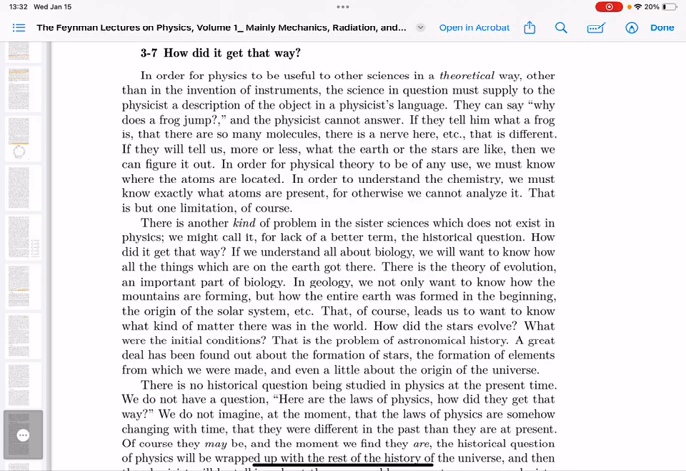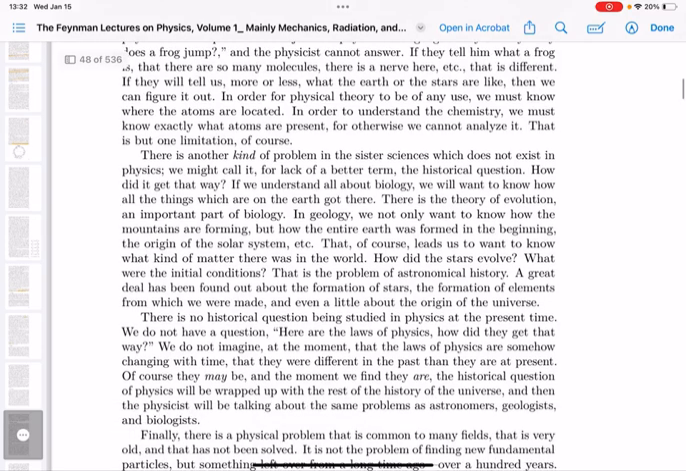In order for physics to be useful to other sciences in a theoretical way, other than in the invention of instruments, the science in question might supply to the physicist a description of the object in a physicist's language. They can say, why does a frog jump? And the physicist cannot answer. If they tell him what a frog is, that there are so many molecules, there is a nerve here, etc., that is different. If they will tell us more or less what the earth or the stars are like, then we can figure it out.